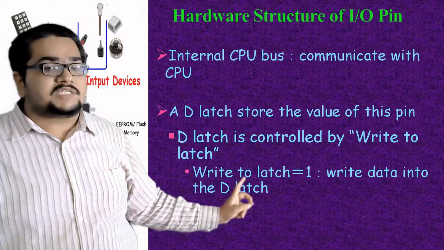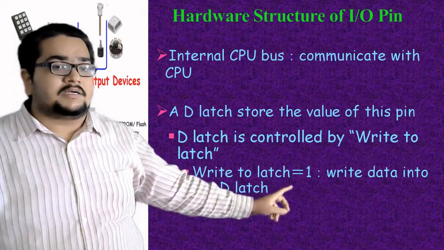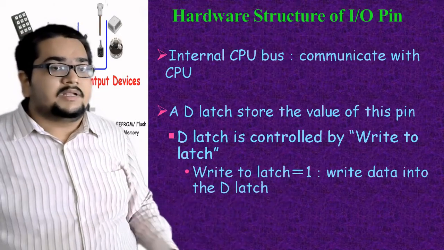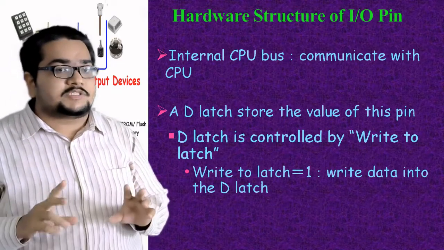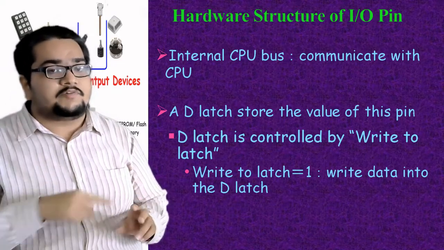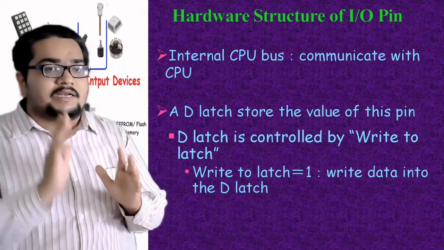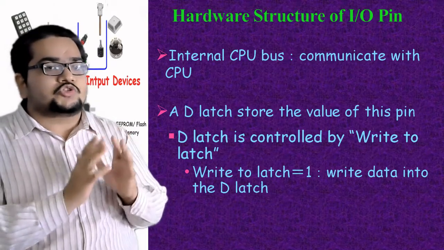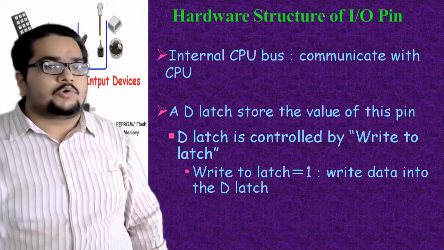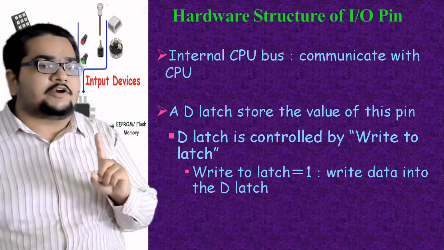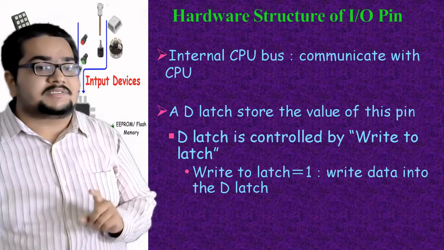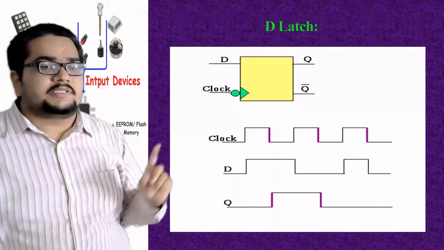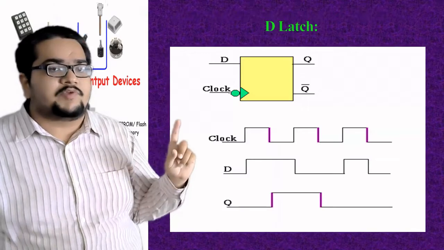Whenever write to latch is one, the data will be written onto the D-latch. We are talking about writing the data onto the latch and not to the port. Sometimes when we are reading, that time also it will be writing to the latch, so whatever we have read could also be stored into the latch. We will see the whole configuration and understand the write and read operations on the IO ports and specifically IO pins. So this is the D-latch understanding before we continue.